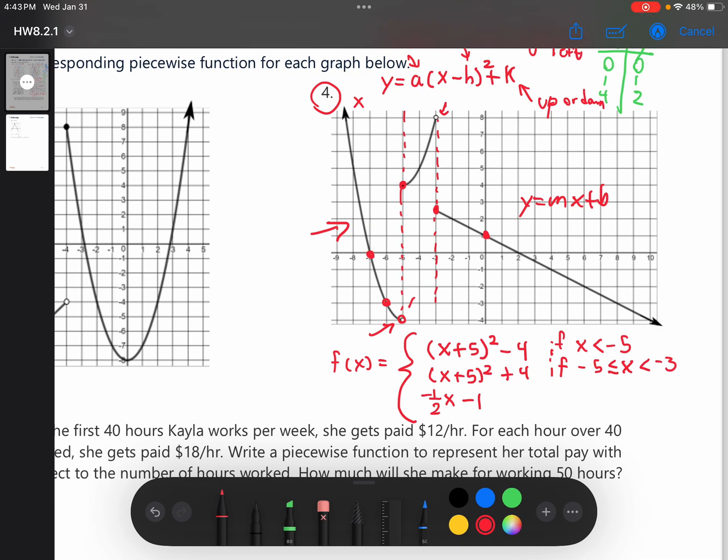Let me make double sure here. Yep, that looks like that's what that is. Negative slope, yes. All right, so we're all good. And this would be if x, and notice that this right side of the graph would be if x is greater than or equal to -3. All right, so that's it for that.